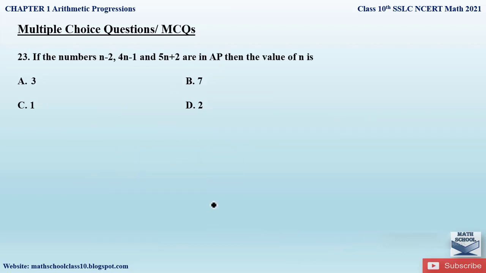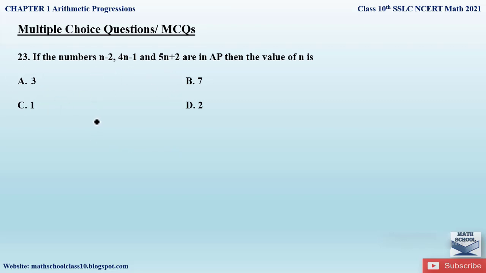Now coming to our next question, that is question number 23. If the numbers n minus 2, 4n minus 1 and 5n plus 2 are in AP, then the value of n is. Again, this question can be solved by using the formulas, but since this is a 1 mark question, we can use a trick by using the options given.